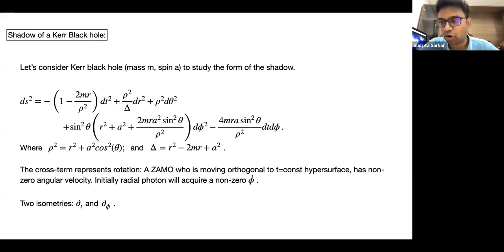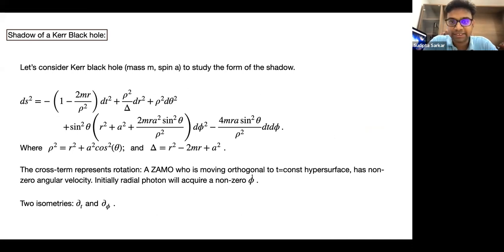So let's look at the concrete example of the ergosphere in the case of the Kerr metric. The Kerr metric is a stationary solution of general relativity, but it has extra symmetry. It is axisymmetric. You can look at the Kerr metric and see that there is no dependence on phi. Therefore, del phi is also a Killing vector.